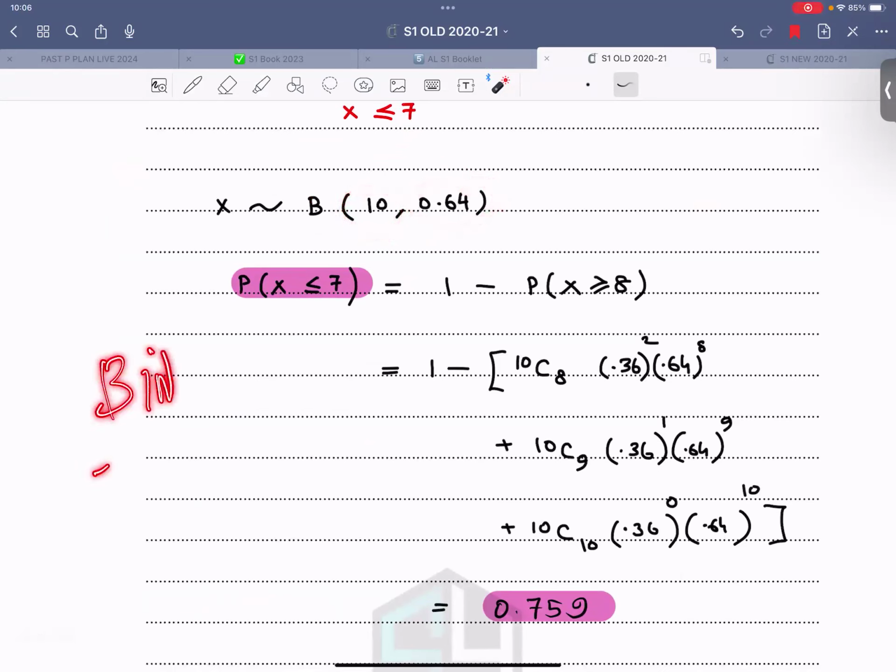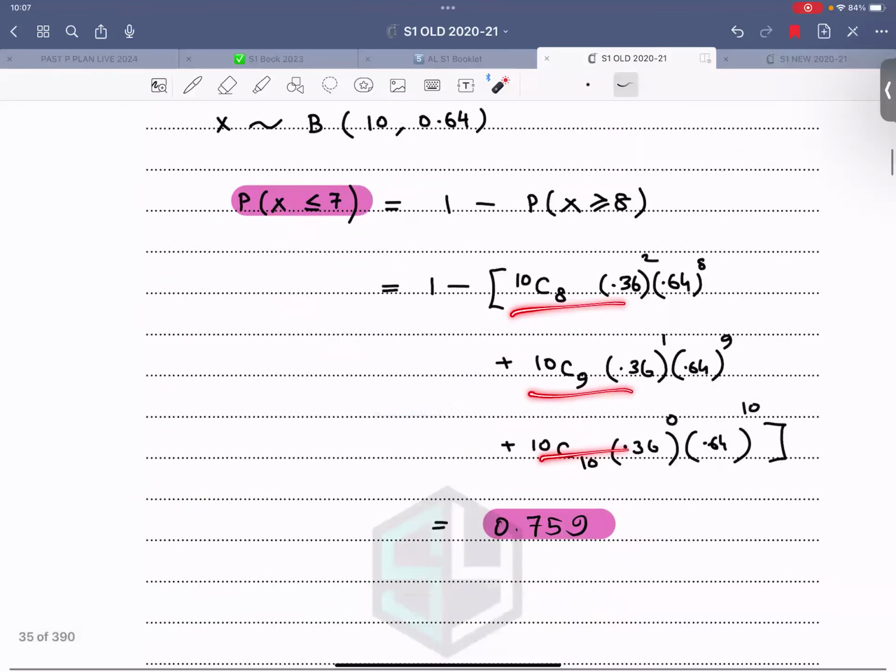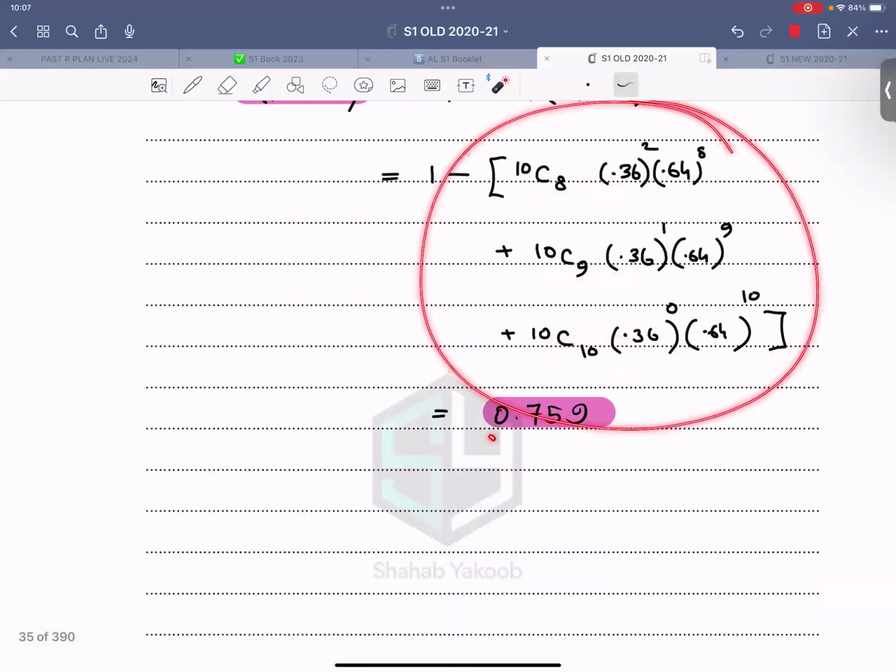Binomial, remember, if they ask you for the condition, there is a fixed number of trials and there are only 2 probabilities, success and failure, and those probabilities are constant. And this is less than or equal to 7: 7, 6, 5, 4, 3, 2, 1, 0, too much. Therefore, 1 minus probability x is greater than or equal to 8. We find this probability, show this working, then use a calculator, write down this answer. So this thing is also done.